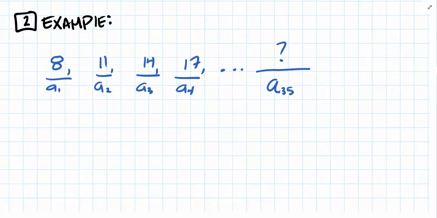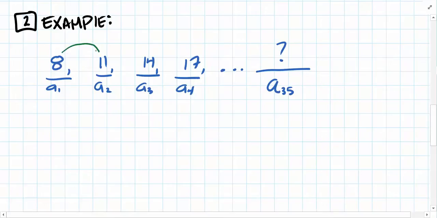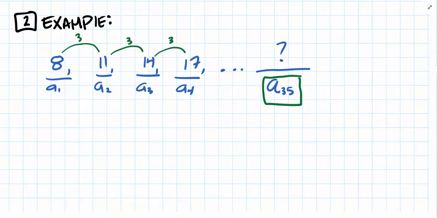Okay, here is box number 2. Notice I have this arithmetic sequence: 8, 11, 14, 17. To go from 8 to 11, I would add 3. To go from 11 to 14, I would add 3. To go from 14 to 17, I would add 3. So I'm curious as to what is the 35th term. Well, I sure don't want to go all the way out to the 34th term just to get to the 35th. So instead I'm going to use the formula.